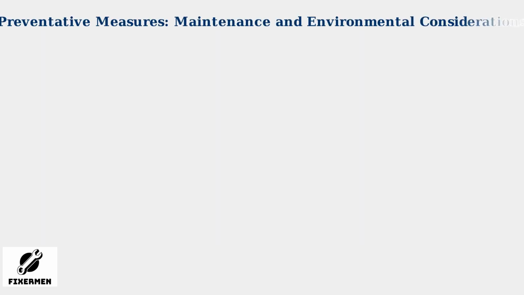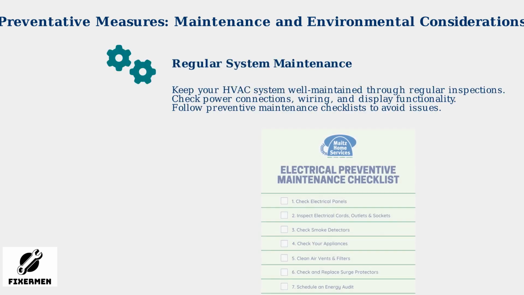Preventing blank screens on your American Standard AC display requires proactive maintenance and awareness of environmental factors. Let's explore key preventive measures. Regular system maintenance is crucial. Perform routine checks on your HVAC components, including power sources and wiring. Using a preventive maintenance checklist helps identify potential problems before they cause blank screens.